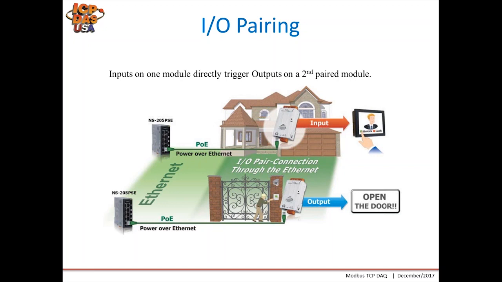We also have modules which can do analog pairing as well, where an analog input value read in from an analog input can trigger a corresponding analog output value. This is great for some PLC communication and some applications where it's not possible to do communication other than Ethernet, and you want to, say, pass a 4 to 20 milliamp signal between devices which are separated by Ethernet.